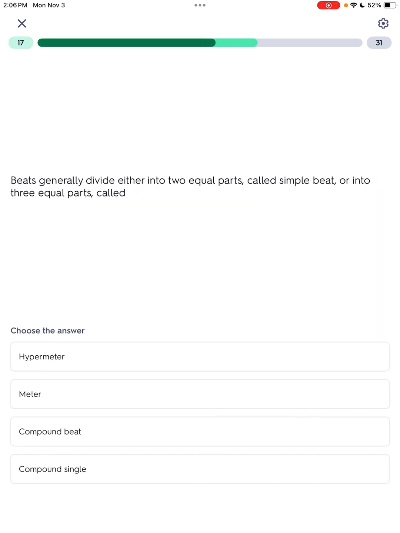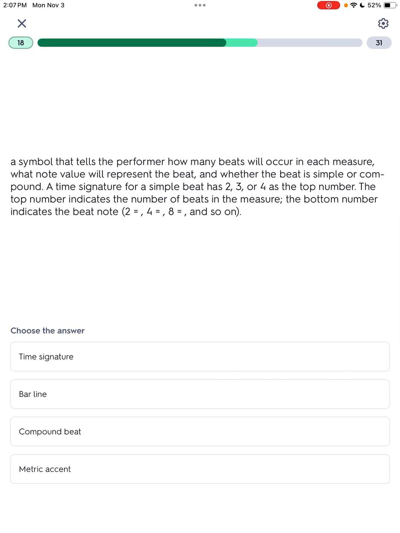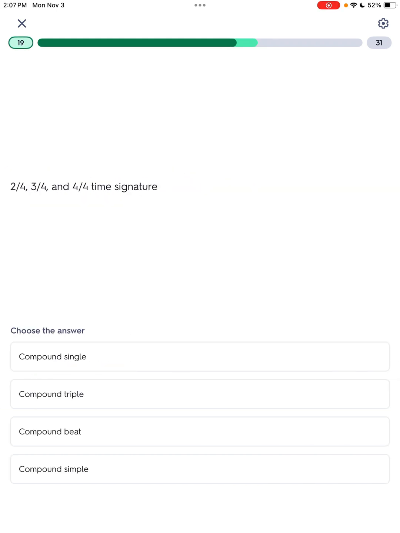Compound divides the beat into 3 equal parts, simple into 2 or 4 equal parts. The symbol is the time signature. We look at the time signature every time I play music of any kind. 2, 3, 4, okay. Compound. Simple.